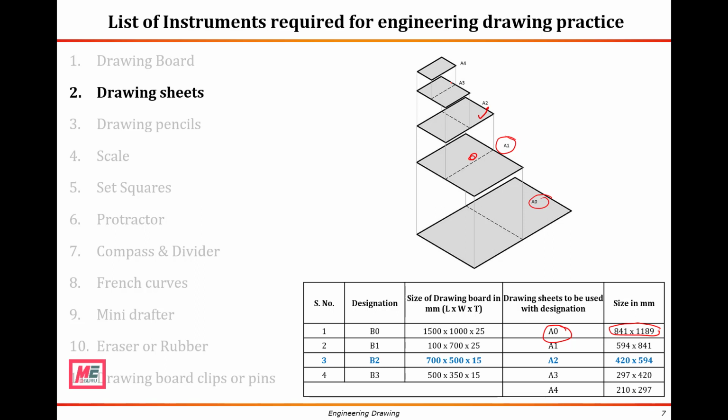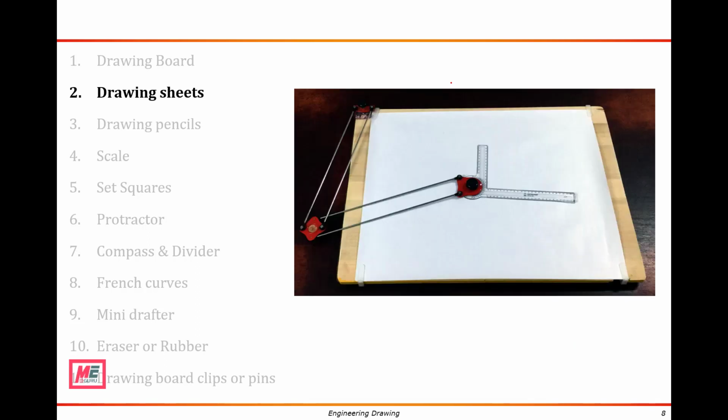According to the recommendations by the BIS, the sheet has to be tough, strong, uniform in thickness and should be white. In the market, we get drawing sheets with one side smooth and the other side rough. Smooth side should be selected for drawings. I have B2 size drawing board, so I can use sheets up to A2 size on it. In the coming videos, you are going to watch me practicing on different sheets including A2.